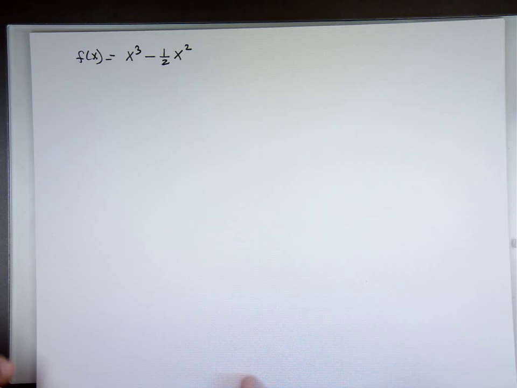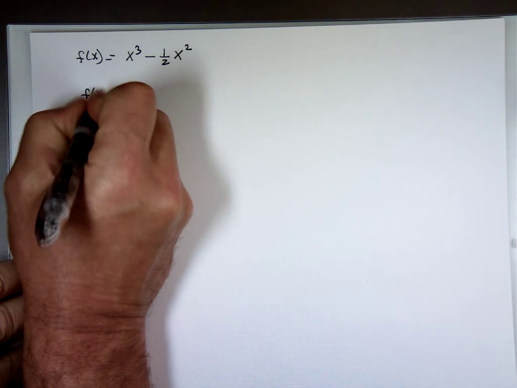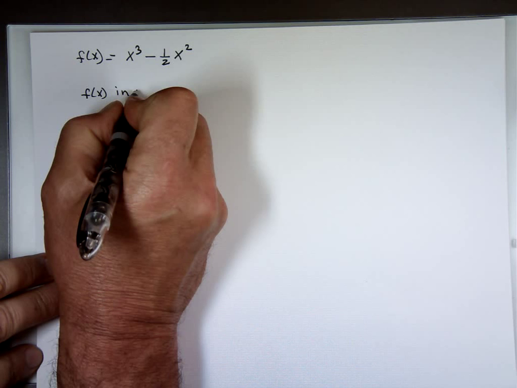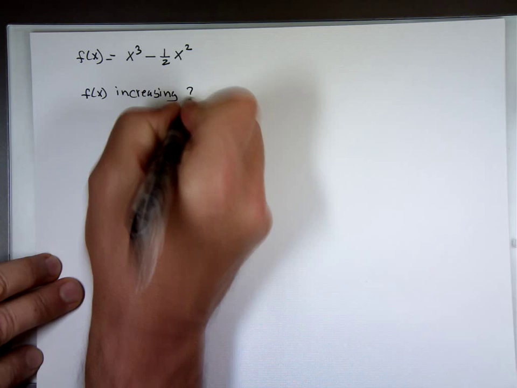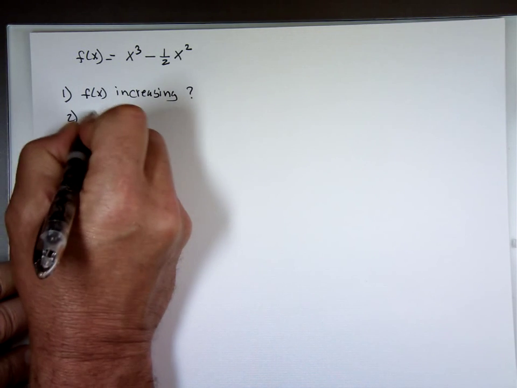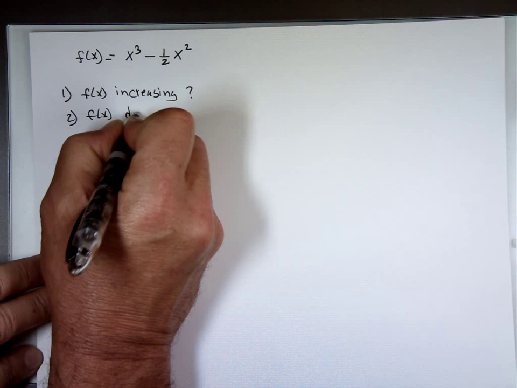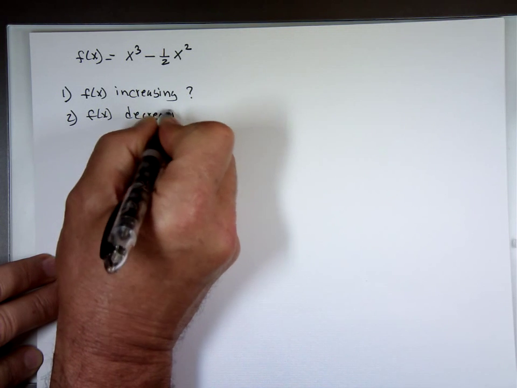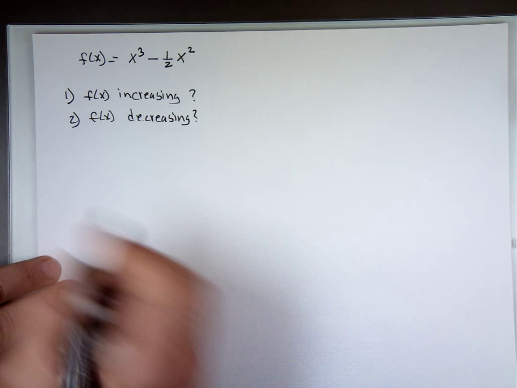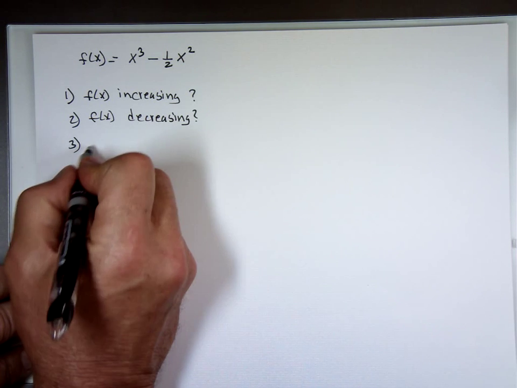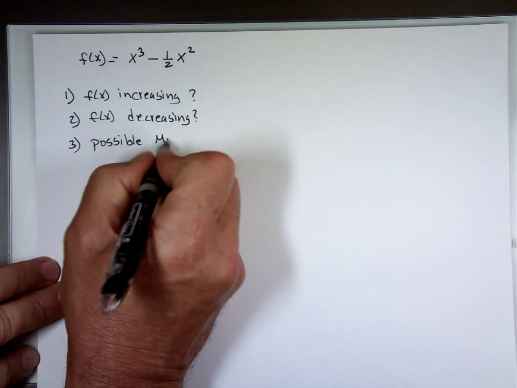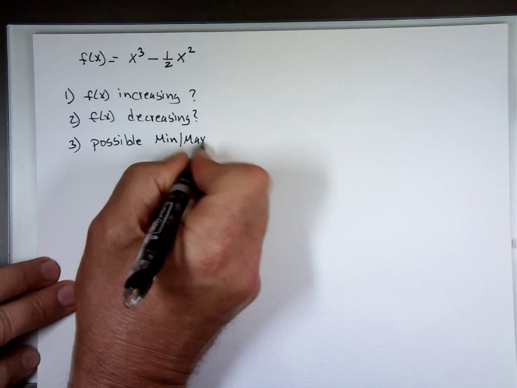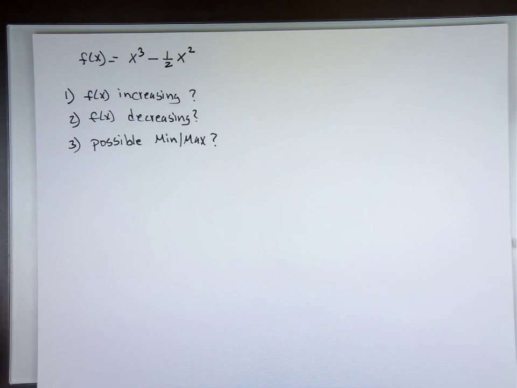Now, I want you to tell me where f of x is increasing. That's question number one. Question number two is where f of x is decreasing. And question number three, if you are going to have a min or a max, your possible min-max, where are they going to be? If you're going to have them. Three questions.